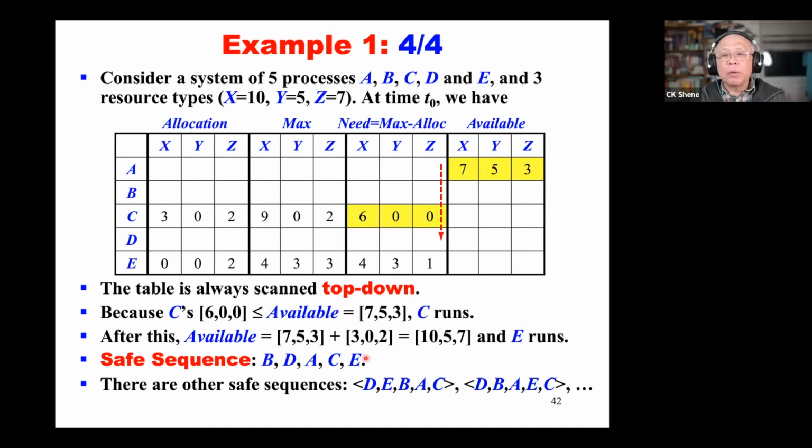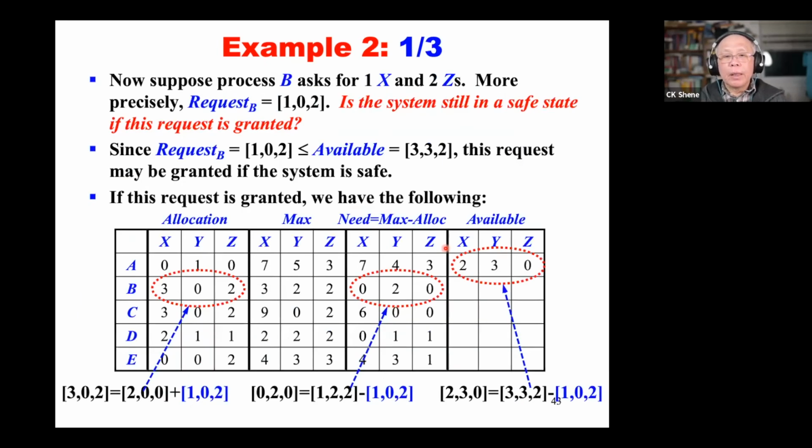Due to the different ways of scanning the need array, you may be able to find different safe sequences. Here are 2 more examples. Therefore, if the system is safe, the safe sequence is not unique. That's why we always insist to scan down so that we always work in the same order. Then we find the same sequences. Now, let's take a look at an example.